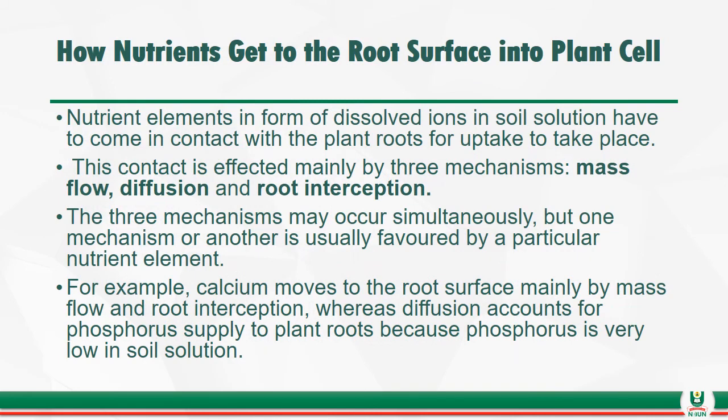Now, nutrient elements in the form of dissolved ions in soil solution have to come in contact with the plant root for uptake to take place. This contact is affected mainly by three mechanisms: mass flow, diffusion, and root interception. The three mechanisms may occur simultaneously, but one mechanism or another is usually favored by a particular nutrient element. For example, calcium moves to the root surface mainly by mass flow and root interception, whereas diffusion accounts for phosphorus supply to the plant root because phosphorus is very low in soil solution.